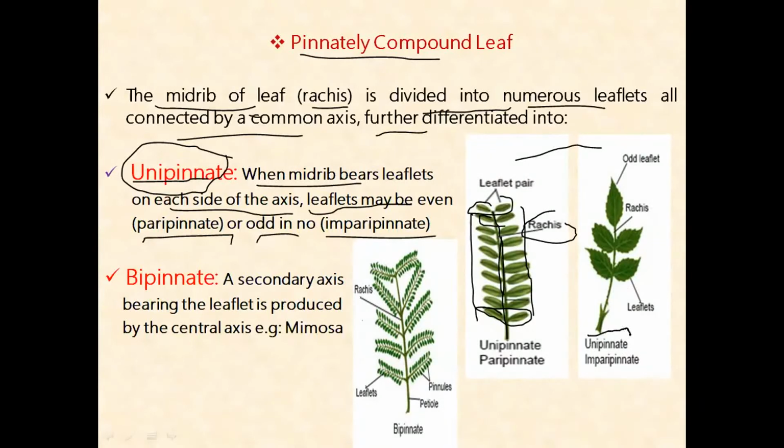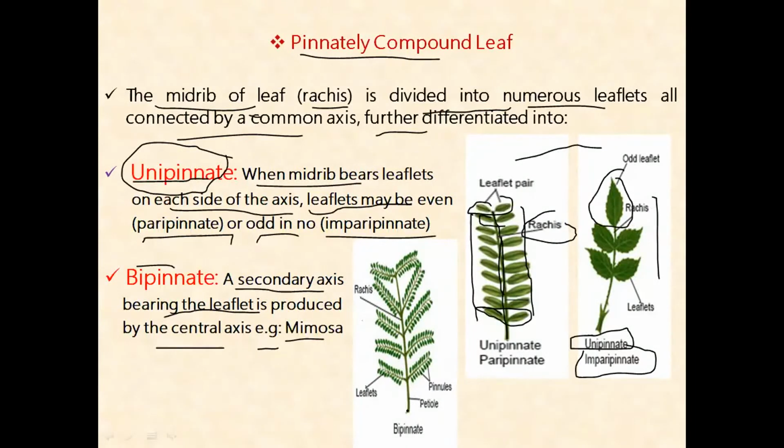Here this is unipinnate, but it is a different type. It is imparipinnate, because here an odd number is present. You can see an odd leaflet, only one is present at the top. So this is imparipinnate. The next one is bipinnate. In bipinnate, a secondary axis bearing the leaflets is produced by the central axis. For example, it occurs in mimosa.